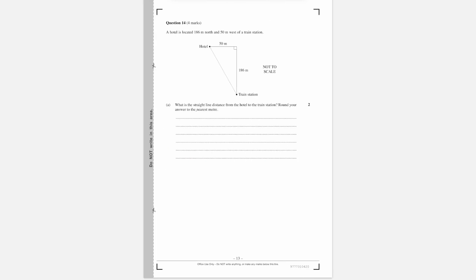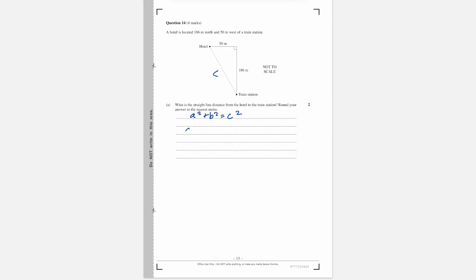A hotel is located 186 meters north and 50 meters west of a train station. What is the straight line distance from the hotel to the train station? Round your answer to the nearest meter. All right, so pretty straightforward. Pythagoras, a squared plus b squared equals c squared. In this case, we are after the c.